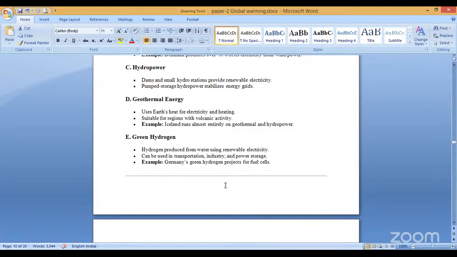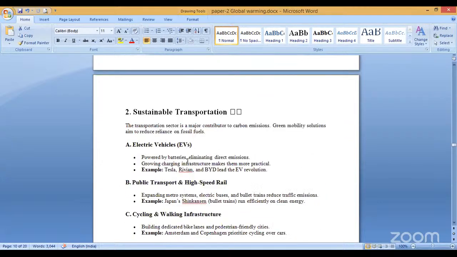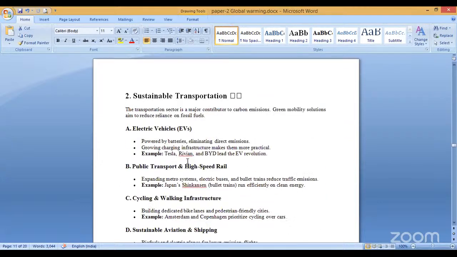Hydrogen is produced from water using renewable electricity and can be used in the transportation industry and for power storage. Then coming to the next one, sustainable transportation.